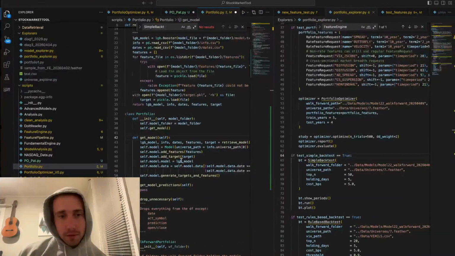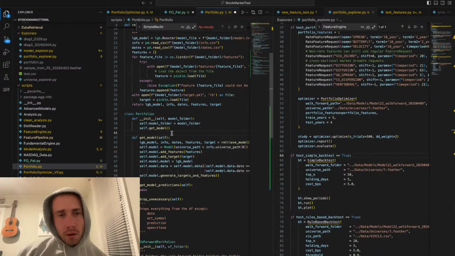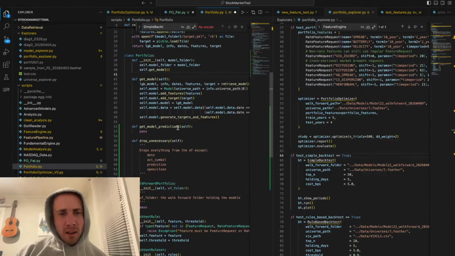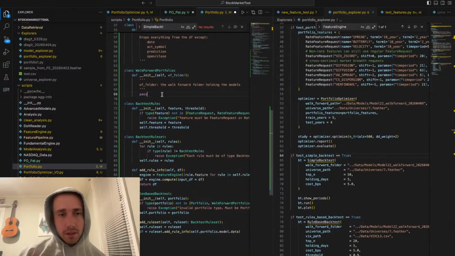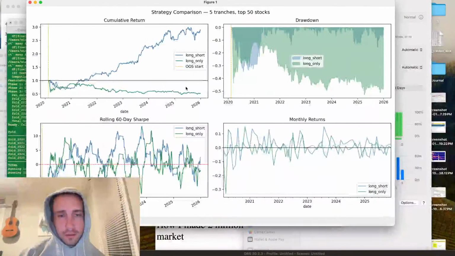Okay, now it's getting the features. Alright, portfolio, get model, generate target. So I'm just trying to get this working on just a single portfolio model. Walk forward portfolio. Don't worry about that.